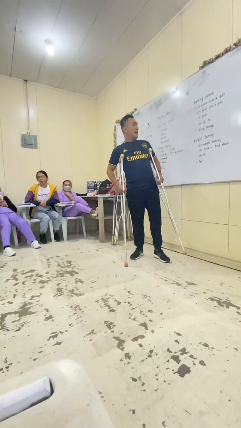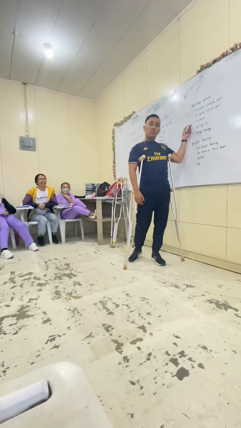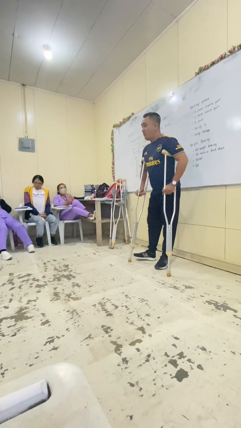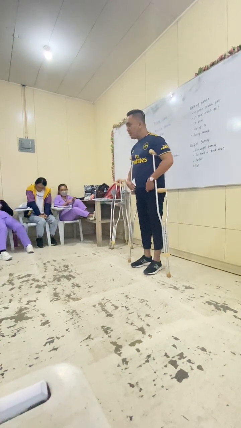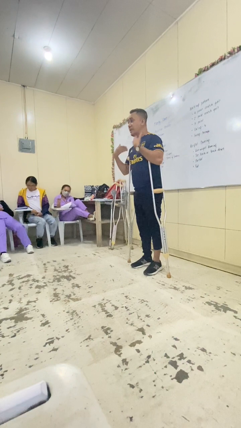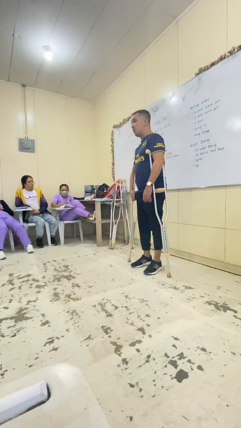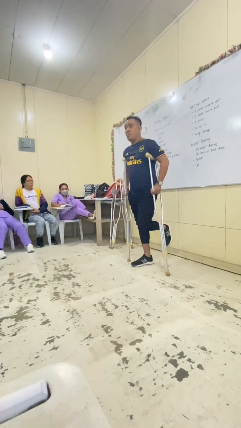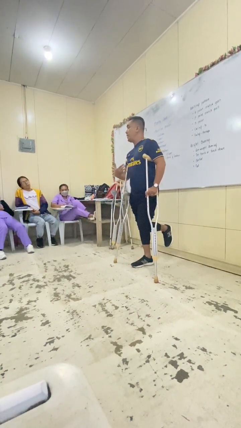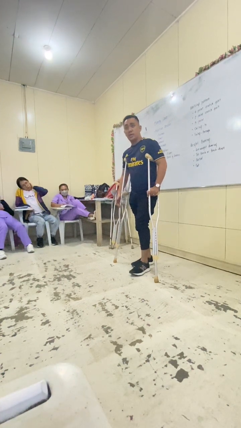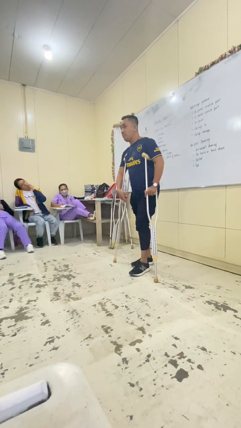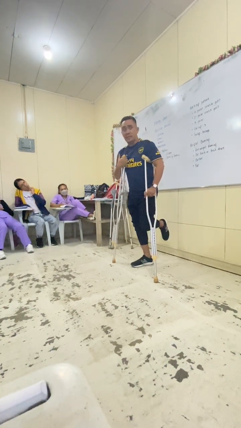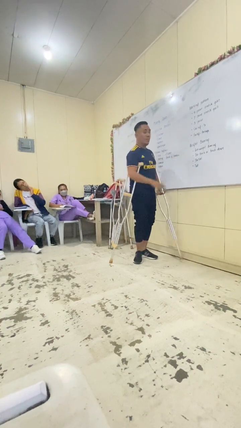Now, for the 3-point crutch gait, we also have to determine the weight bearing of your injured leg. When we say weight bearing, currently our legs are carrying our body. It's bearing the weight of our body. But if one leg is injured, it can no longer lift your body, because if you put your injured leg on the floor, it hurts. Meaning, you keep it in the air. And that is what we call non-weight bearing.